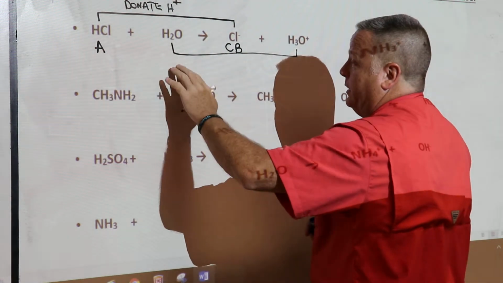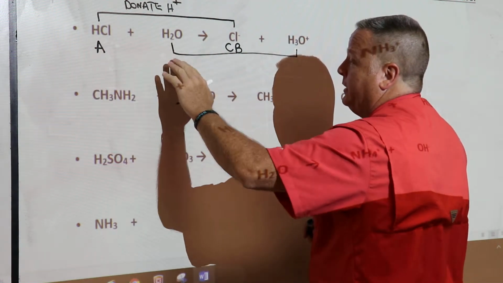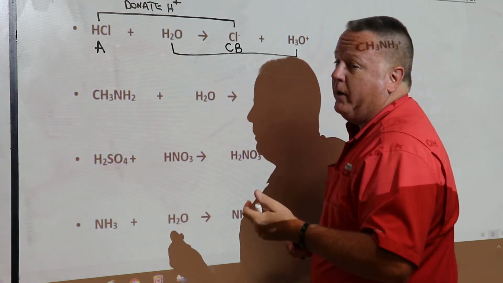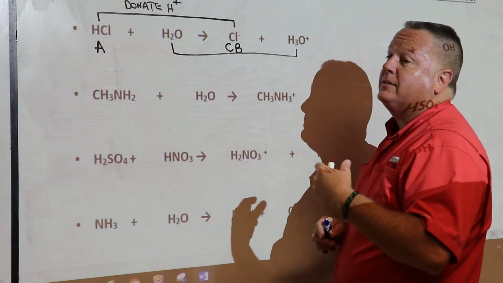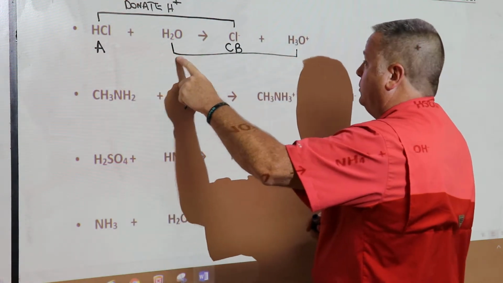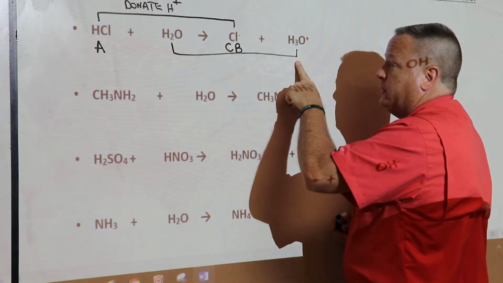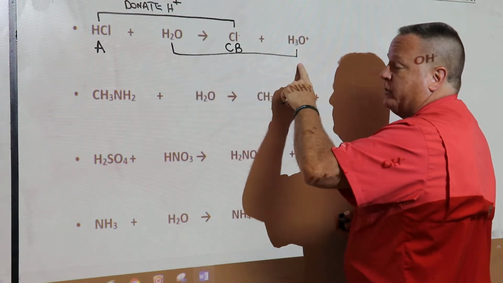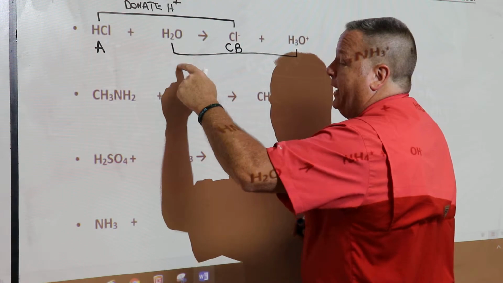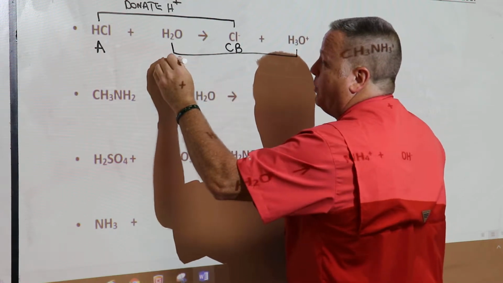Since this or this had to be the acid and the other one had to be the base, this one should be the base, but let's just take a look at it and make sure. To be the base, remember what has to happen. It has to accept a hydrogen. So H2O goes to H3O plus by gaining one hydrogen. And according to the Bronsted-Lowry definition, a base is a hydrogen or a proton acceptor.